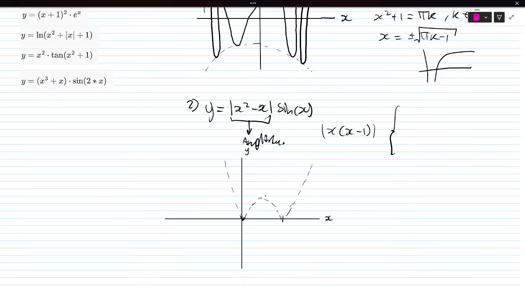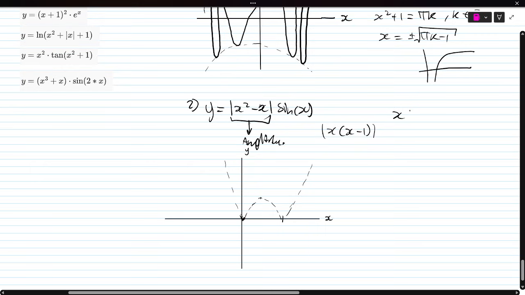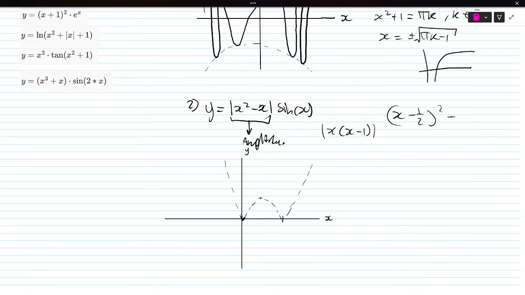So my turning point here should be x minus a half, minus a quarter. And if I flip the turning point, it should be plus a quarter. Yeah. And what is this? This is 1, I believe. Okay. So I would say my sine graph should look something like this.